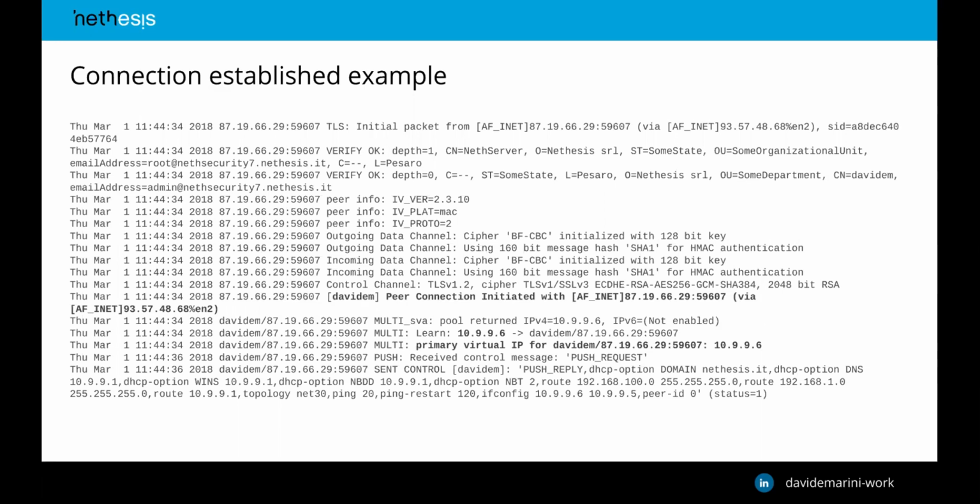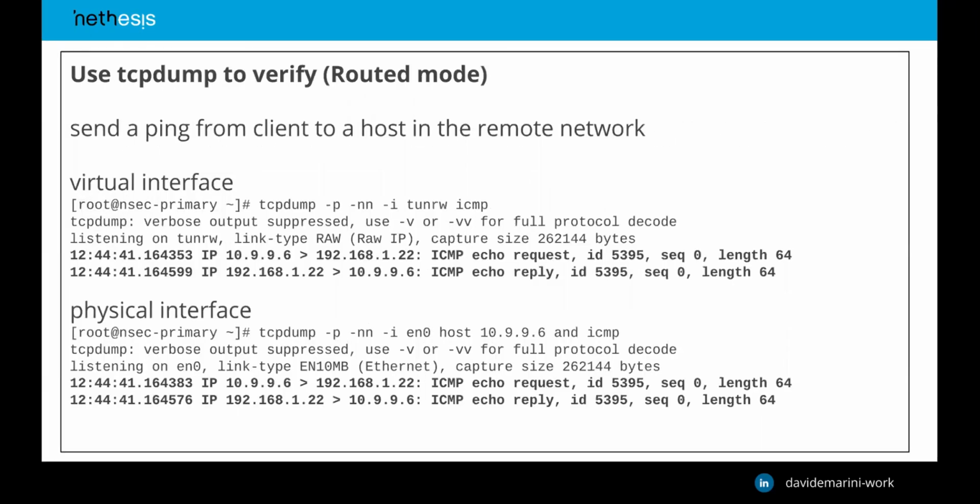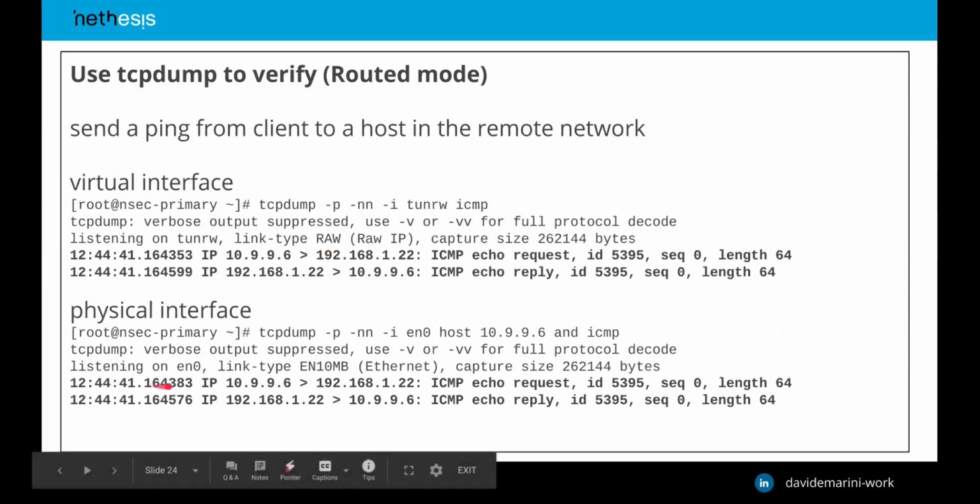If the connection is established successfully, you should have messages like this one in your log. You should search for the words "peer connection initiated". After that, you will see all connection properties like public and private IP address of the client, DHCP options, and so on. You can also use tcpdump to verify traffic is flowing correctly. Simply send a ping from your VPN client to a host in the green network, and you should see the traffic entering the tunRW interface, then exiting the physical interface. And you should then see the answer in the opposite direction.